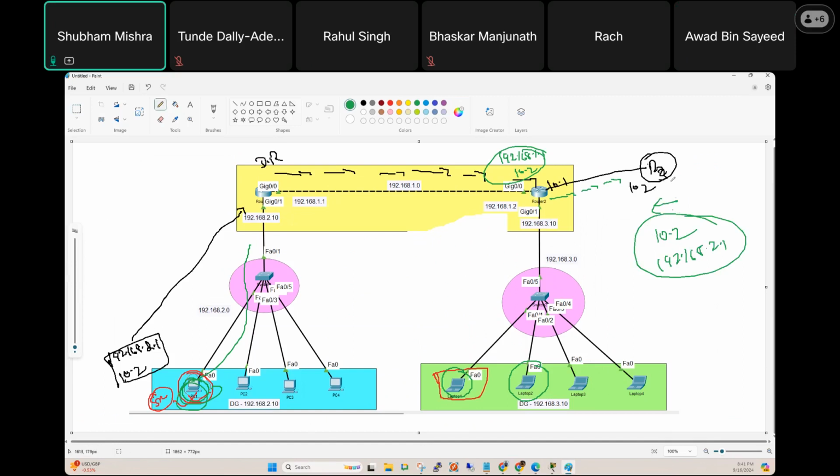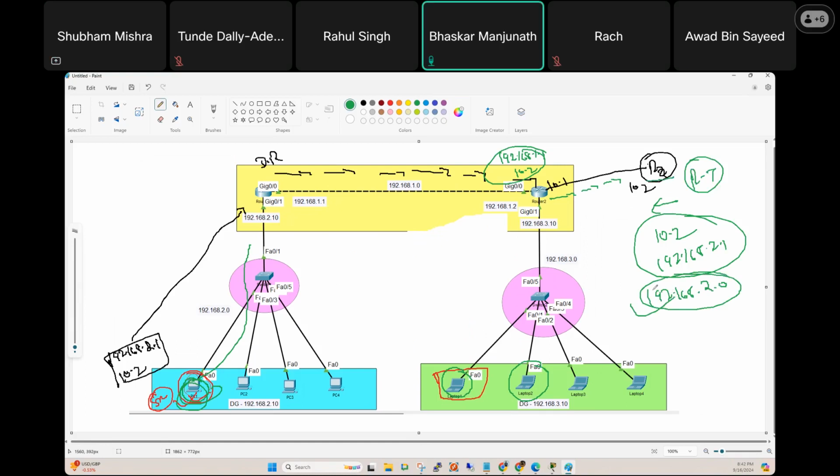Before forwarding, R3 will check its routing table. Yes or no? But in the R3 routing table, R3 doesn't know about the 192.168.2.0 network. Yes or no? R3 doesn't know about this network, and if R3 doesn't know, then how will R3 forward it? This is not possible. Getting my point? Everyone, do you understand?